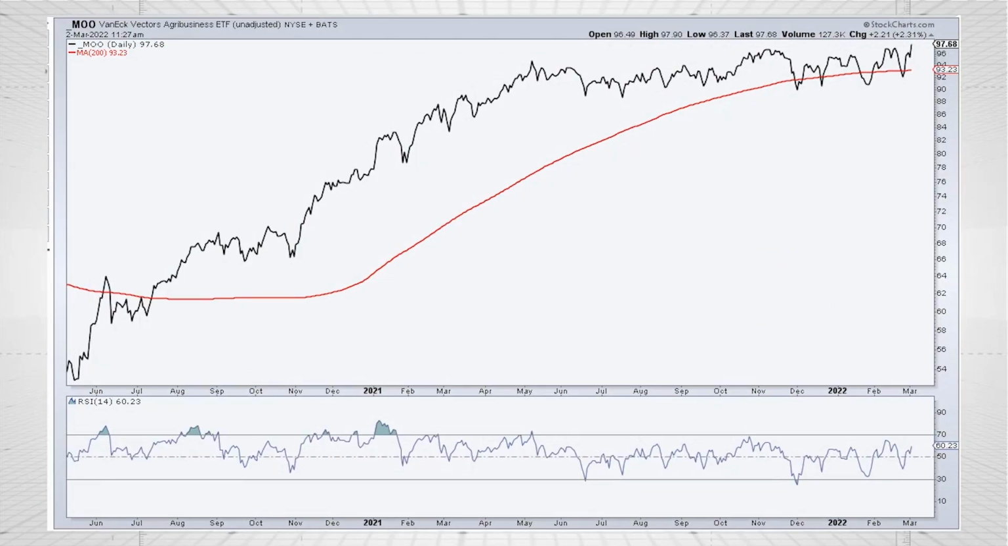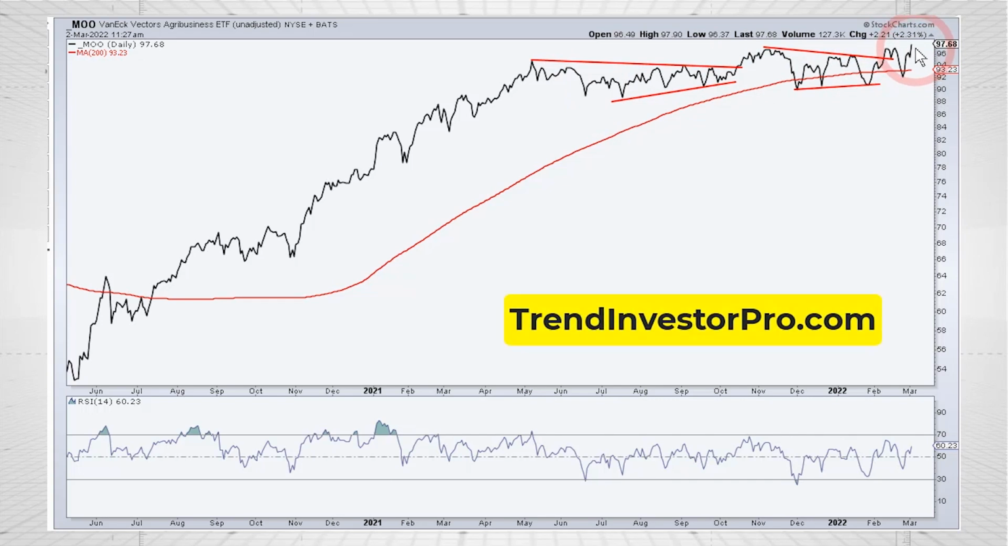And real quick, I just want to highlight the Agribusiness ETF, MOO, and it is breaking out to a new high. It had a false breakout like everything else in October, but it fell back into its consolidation, held these lows here, and is breaking out to a new high today. So if you're hitting a new high and you're above the 200-day, you're leading and you're in an uptrend.